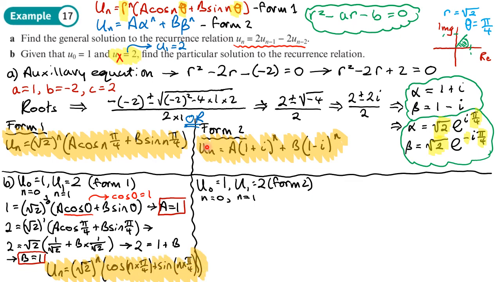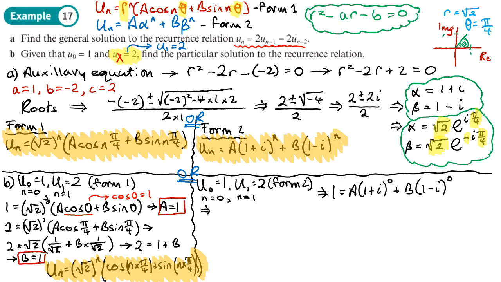Okay, so now what we'll do is we'll now give the solution in the form of form 2. So we would do one or the other, not both, but I'm just showing you what you would do if you had either one. So the first thing we're going to do is we're going to substitute the u1 equals 1, n equals 0 into this. So that will be 1 equals a times by 1 plus i to the power 0, because n is 0, plus b times by 1 minus i, again to the power 0.